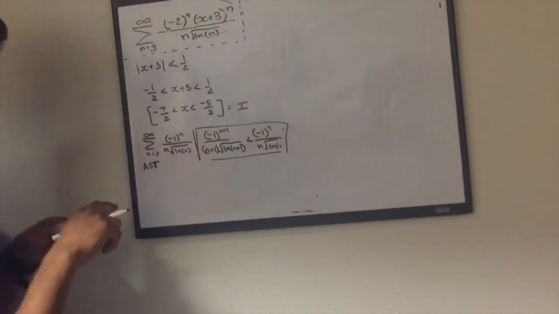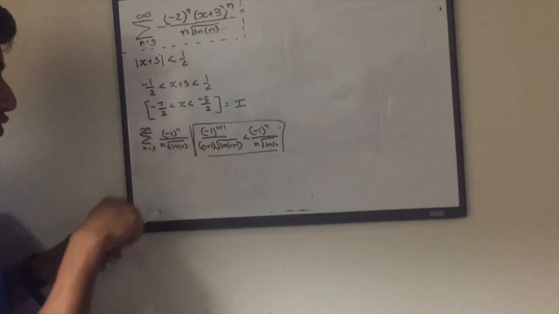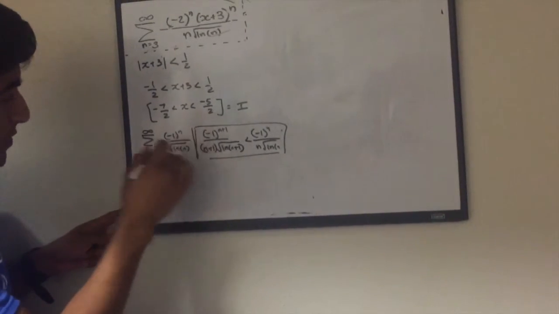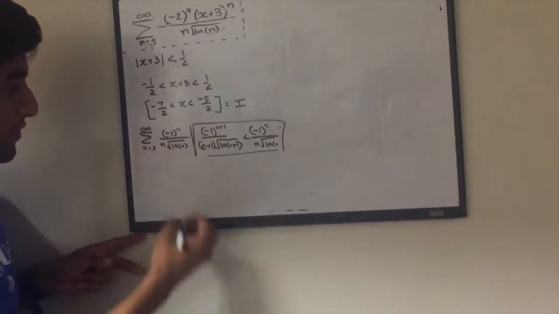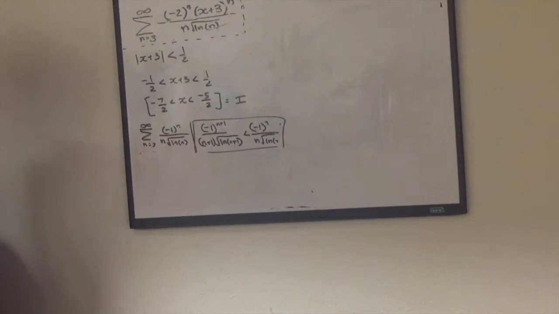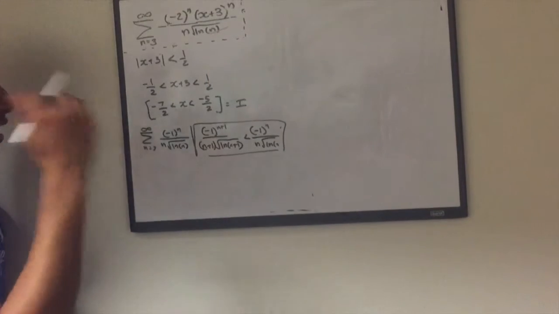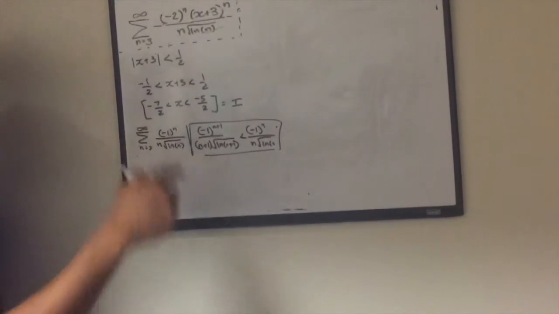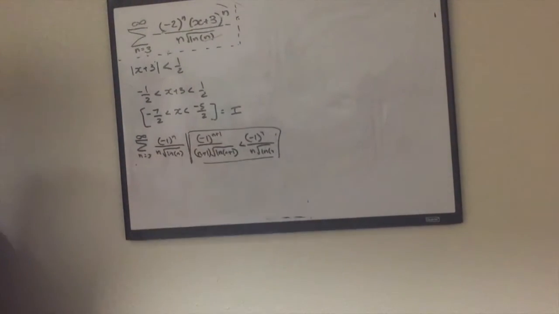Our second condition is that the limit as n approaches infinity of this term here is 0. And because the denominator is way bigger than the numerator, we can automatically make that assumption. And obviously the last condition is that it's alternating. And so we can do the alternating series test.